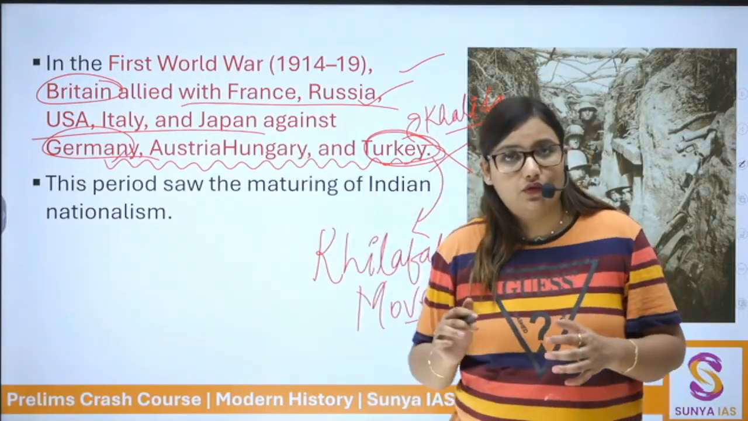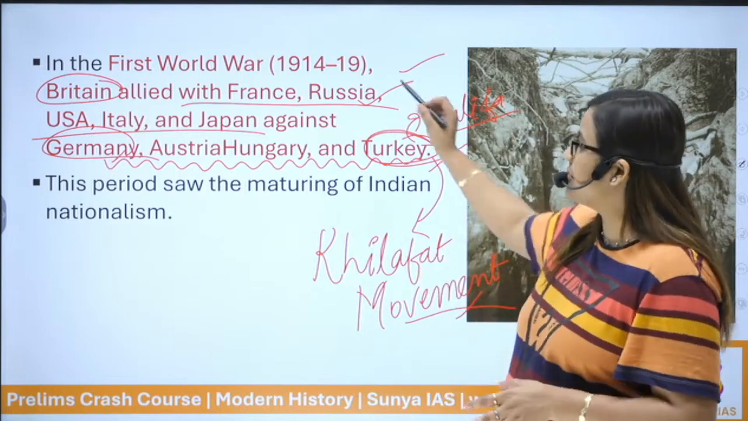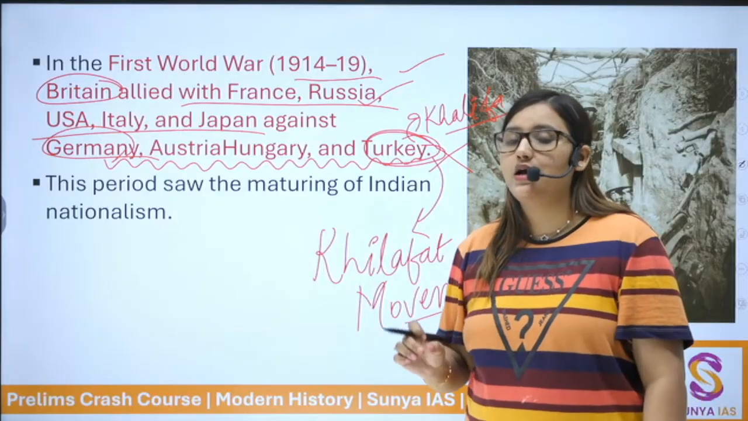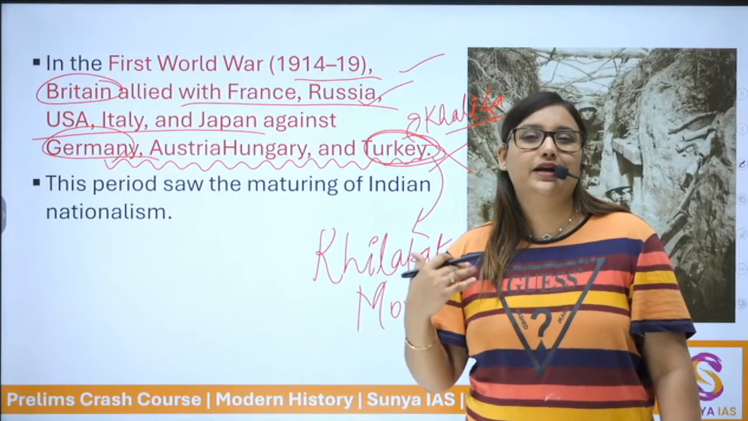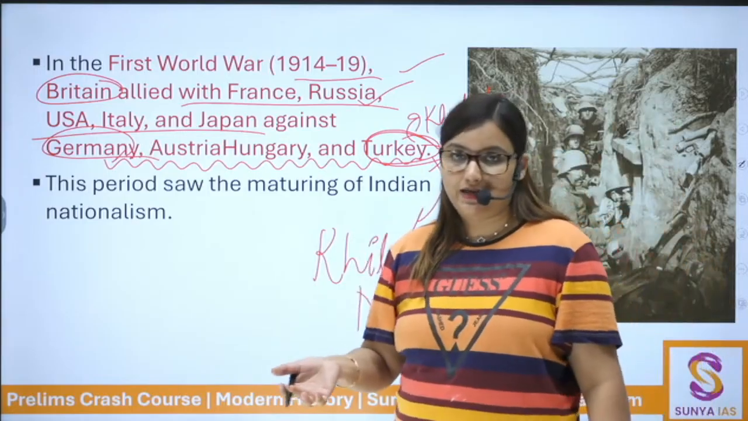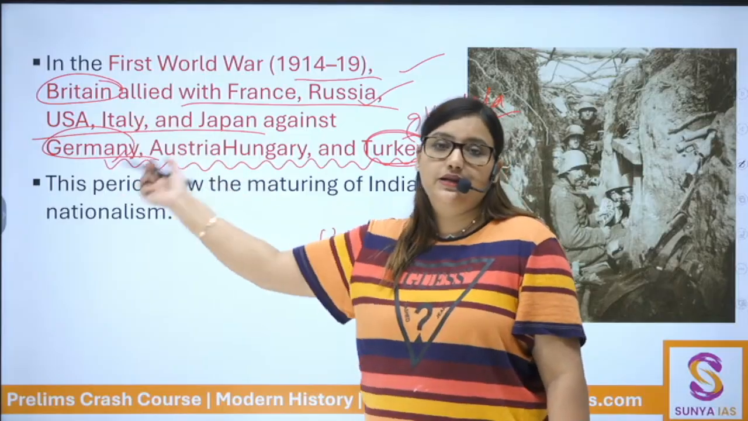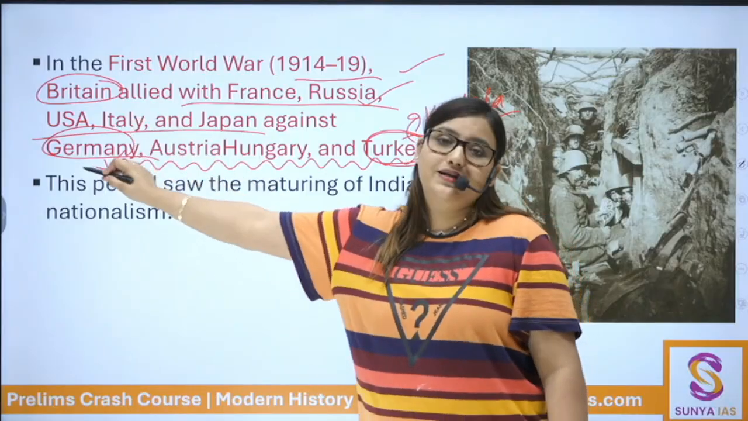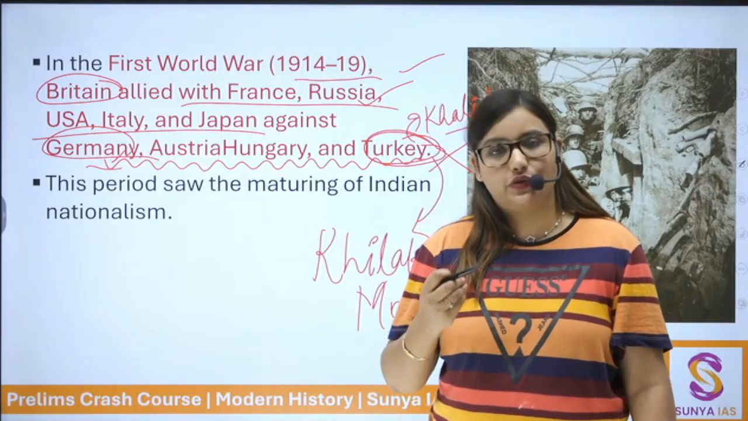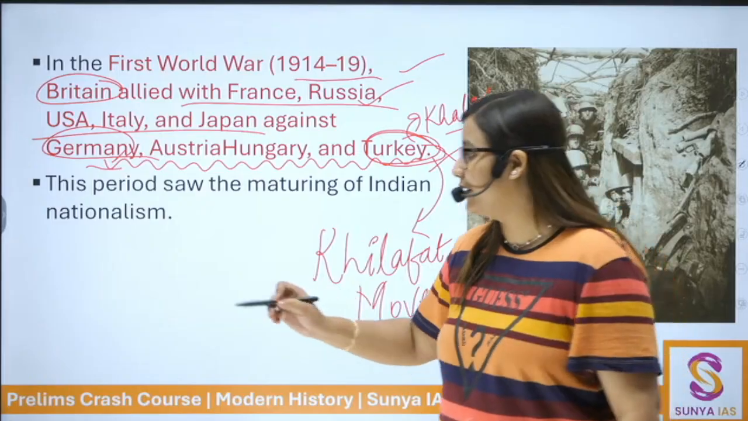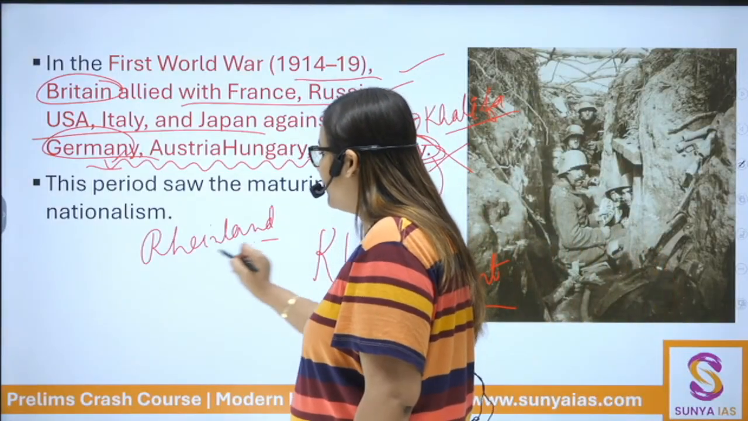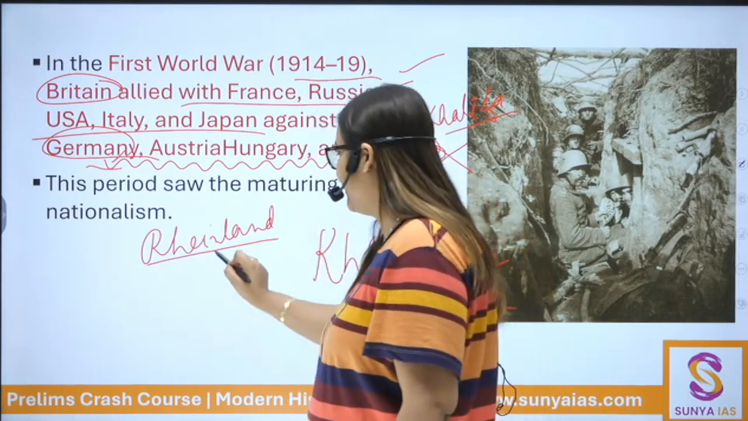After the end of the World War in 1919, you can see the dates 1914 to 1919, a humiliating treaty is going to be there. There was a treaty, the Treaty of Versailles, which was signed between Britain and Germany. By that Treaty of Versailles, Germany was greatly humiliated. A very important resourceful land known as Rhineland was taken away from Germany. It was given to France.